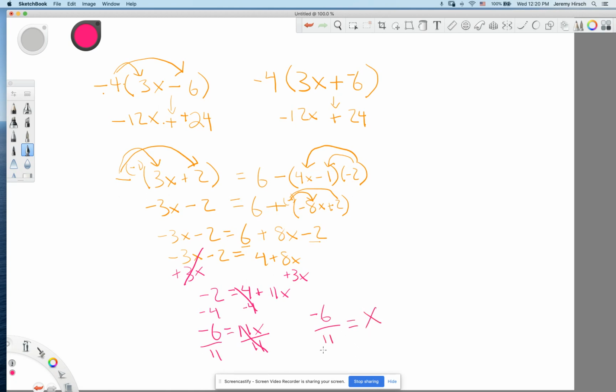Do not change this to a decimal. This is a good answer. Even if it's an improper fraction, I'm okay with that at this point.